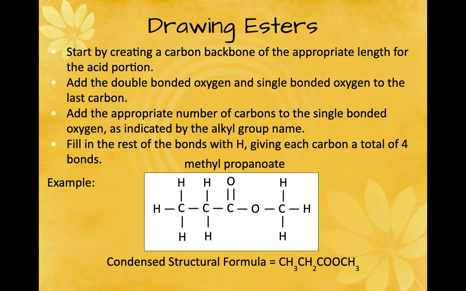And you can also write this as a condensed structural formula. So CH3, CH2, and then the ester group just becomes COO, and then the last portion, CH3. And so the molecular formula for the ester is C4H8O2. So that is how you can name and draw carboxylic acids and esters.